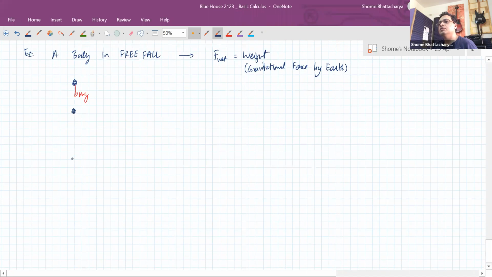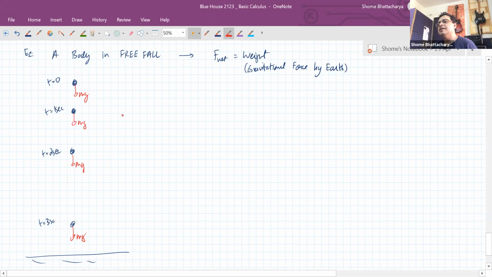Now its motion will be something like this. In equal intervals of time, it will be covering larger and larger distances because continuously the gravity is acting on the object, applying a force equal to its weight. If it's falling towards ground, suppose it was here at t equal to 0, then after 1 second, it might be here. But after 2 seconds, you can see it's covered a larger distance in the next second from 1 to 2. Then from 2 to 3, it has covered an even larger distance.